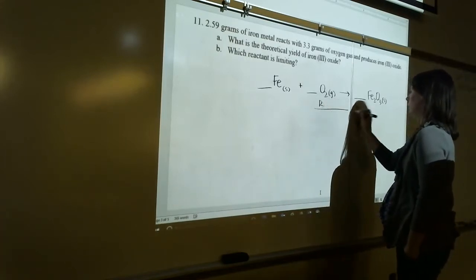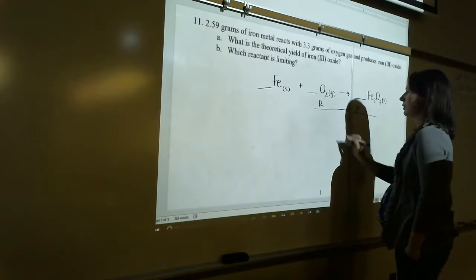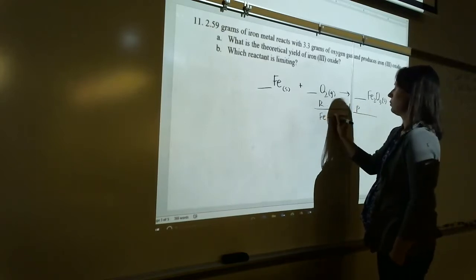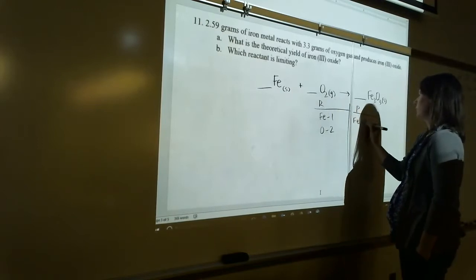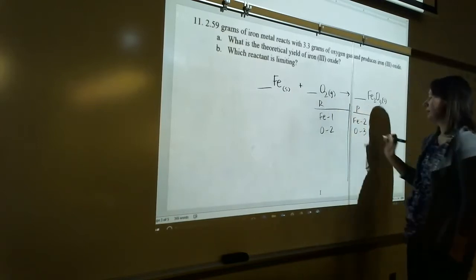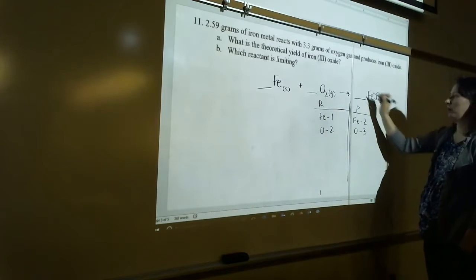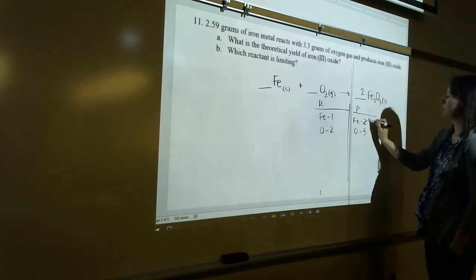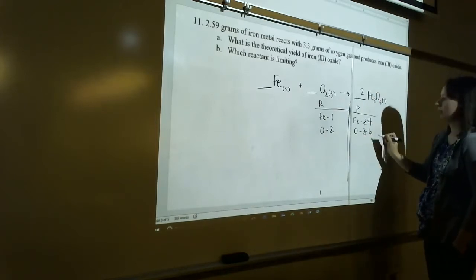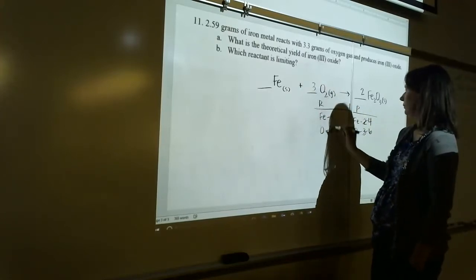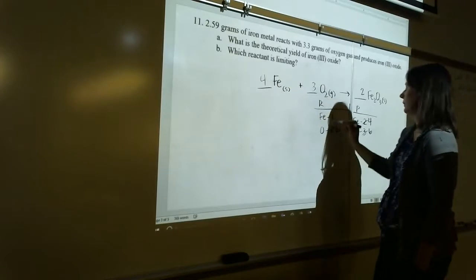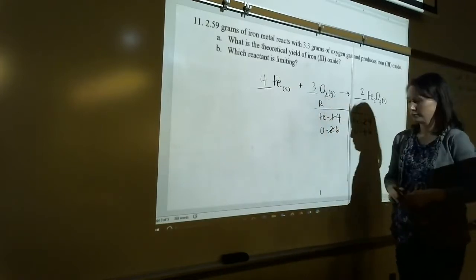All right, let's balance this. Reactant, products. Fe is 1, O is 2, Fe is 2, O is 3. So let's put a 2 here. 2 times 2 is 4, 2 times 3 is 6. Let's put a 3 here. 3 times 2 is 6. And then a 4 there.